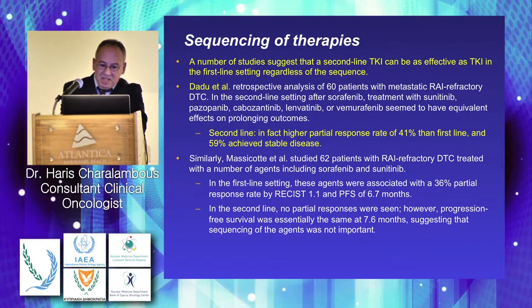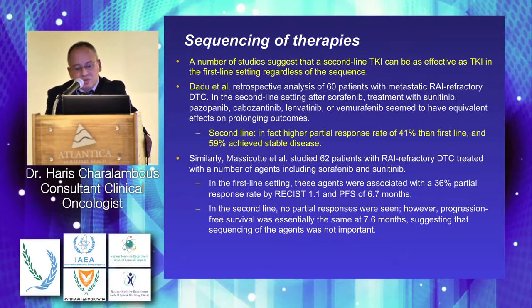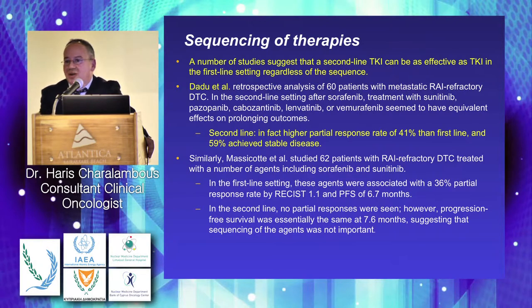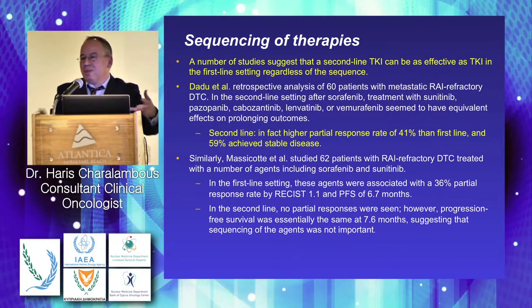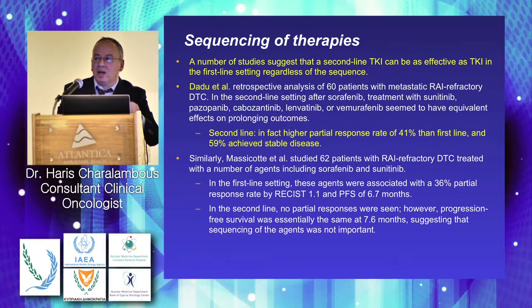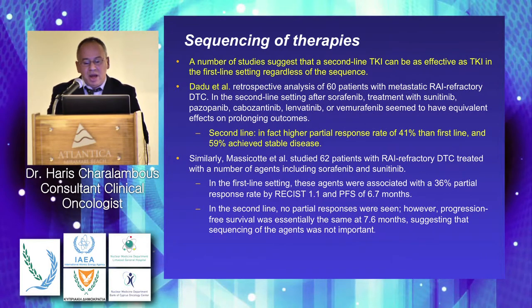Again, a study from MD Anderson that looked at first and second line drugs. First line predominantly was sorafenib, and then second line was various other agents like sunitinib, pazopanib, cabozantinib, lenvatinib, etc. And in fact, you get at least as good responses a second time round. And it's something that we knew, the VEGFR TKIs, there's no true overlapping toxicity, so you could get a response.